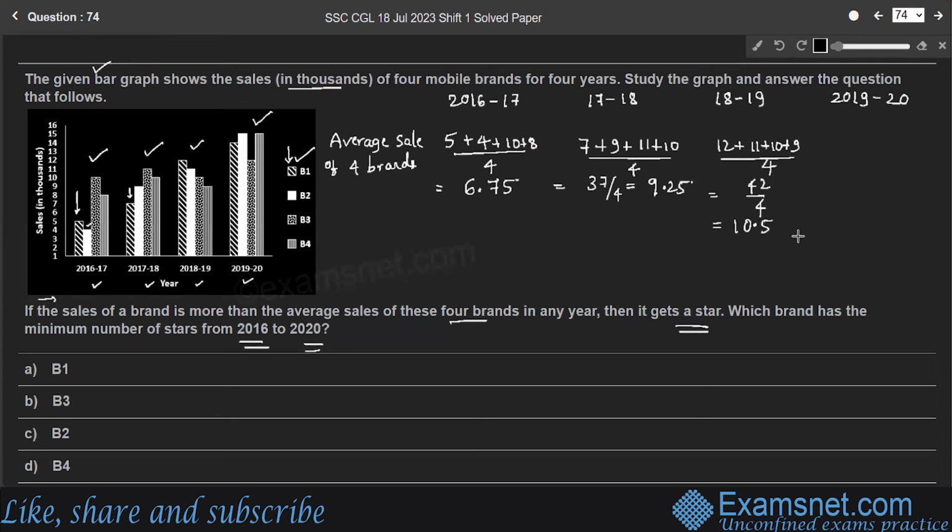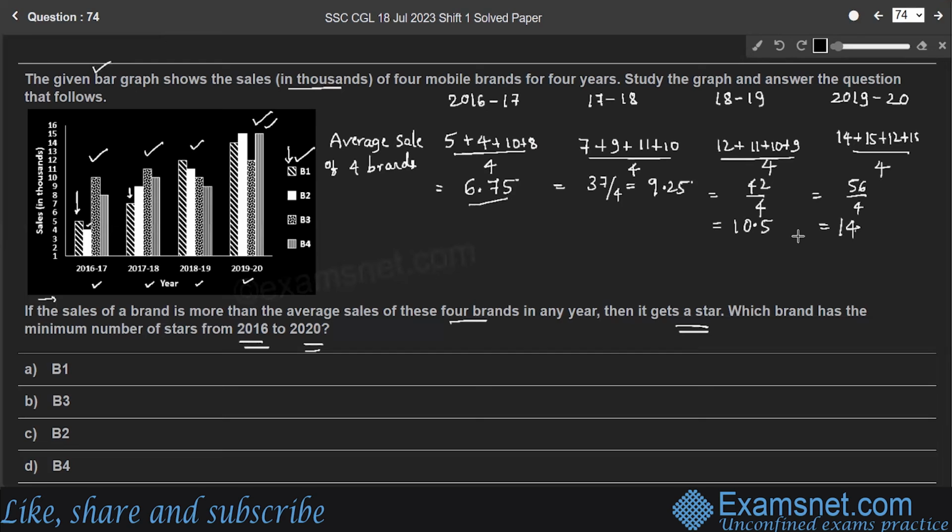Whereas in the last, 2019-20, right? So we have 14,000 sale in brand B1. 14 plus 15 plus 12 plus 15, right? Is it 12? Yes, 12 plus 15, divided by 4. So the average sale is, 30, 42, 56 by 4. So 56 by 4, 14 is the average sale, right?